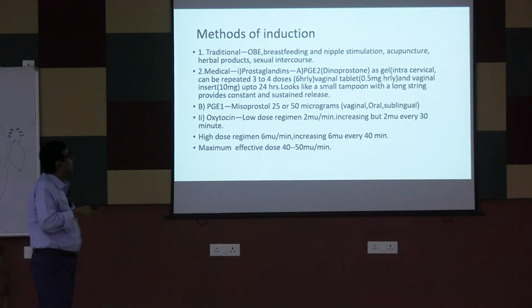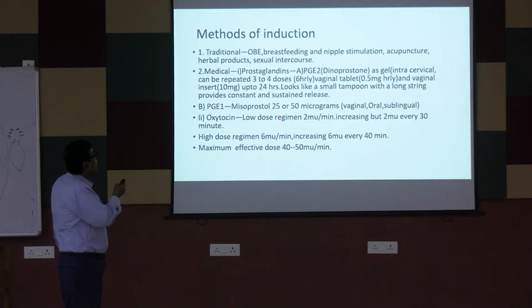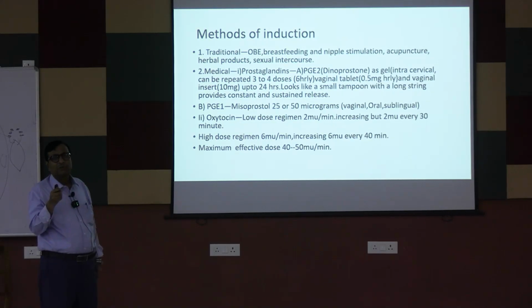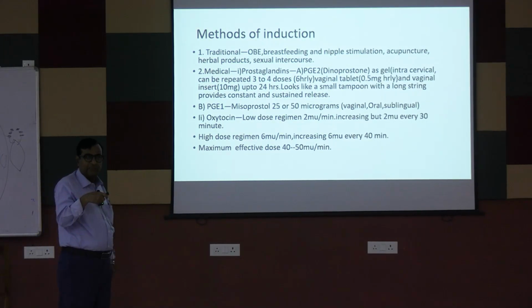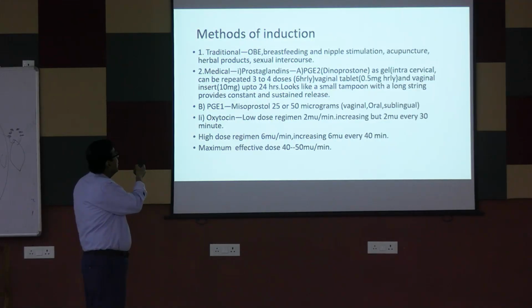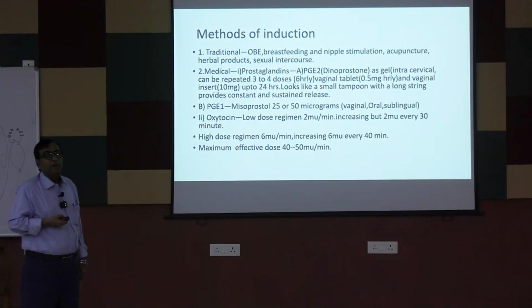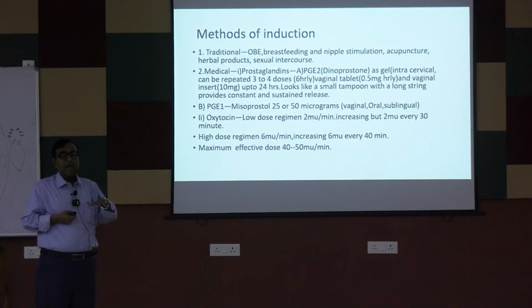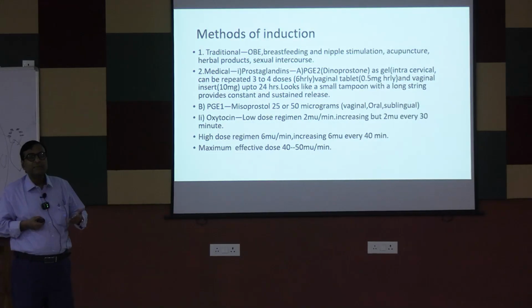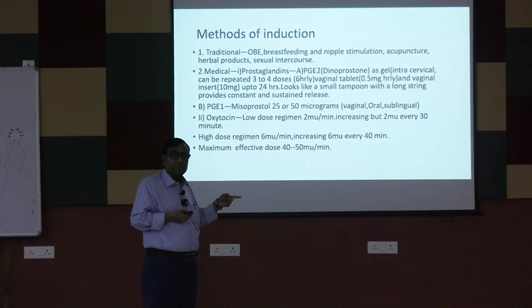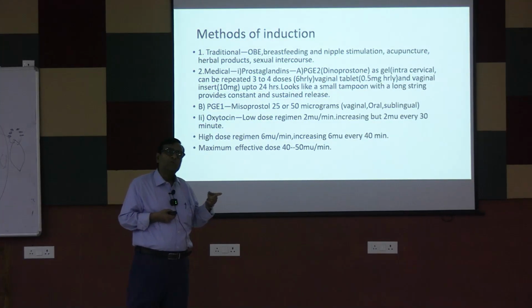What are the common preparations we use? PGE2. You all know PGE1, PGE2, PGF2 alpha. PGF2 alpha is usually not used in induction of labor, it is used in PPH. So PGE2, dinoprostone gel, is given intracervically. It ripens the cervix and also initiates onset of labor. It could be repeated at an interval of 4 to 6 hours and could be given 3 to 4 times.